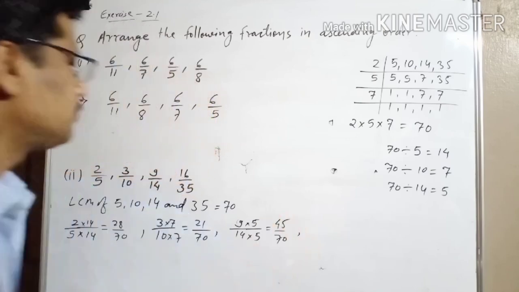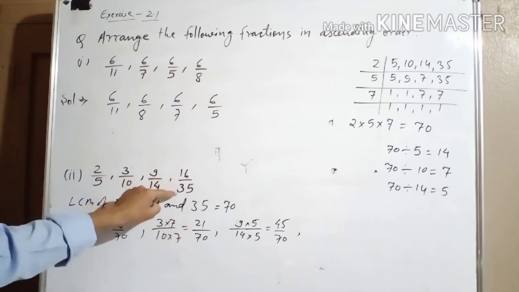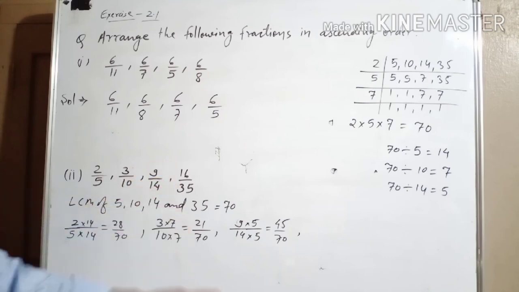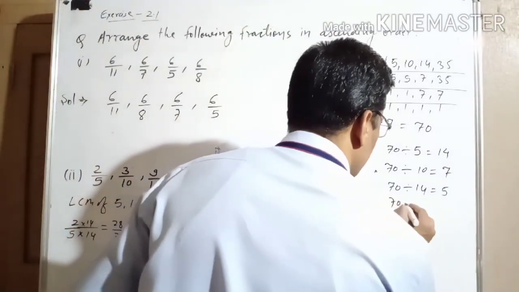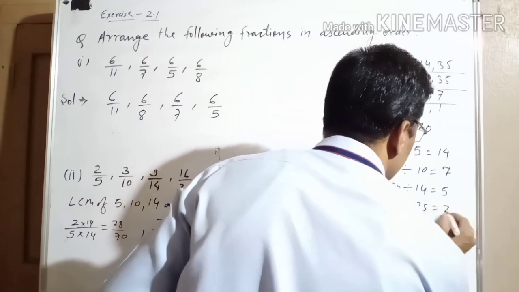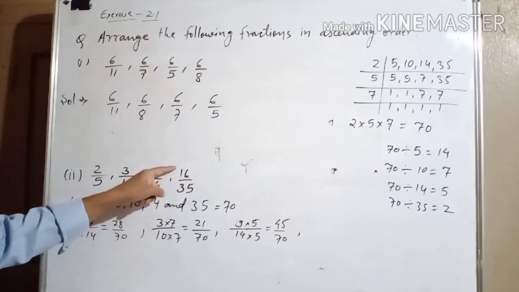Now, the next number is 16 upon 35. Here also the same case. We want to make its denominator 70. So again, 70 divided by this denominator, 70 divided by 35. What do we get here? 2. We get 2. So now we multiply this 16 upon 35 by 2.